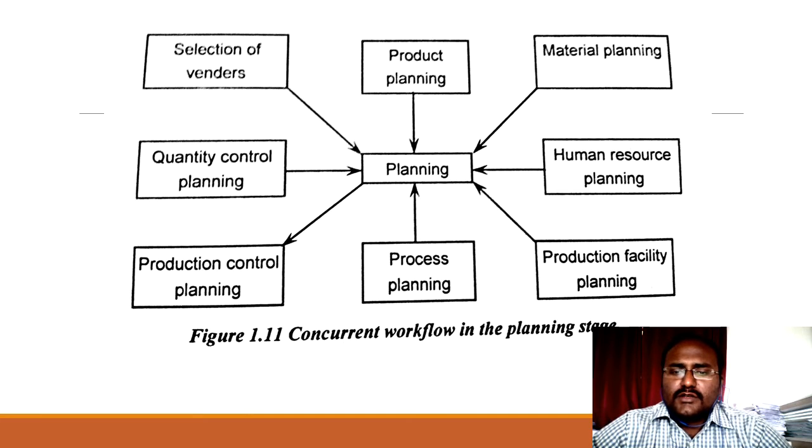Normally, planning means you have to focus on digital ideas. First you have to select the vendors, then maintain good quality, then plan the production controls, then process planning, and facility planning used to be focused on. Then we have to plan the human resources, material suppliers, and material quality. These are all things you have to plan. Concurrent engineering means detailed engineering. At each and every stage you have to focus on a lot of things, then you enter into the design.